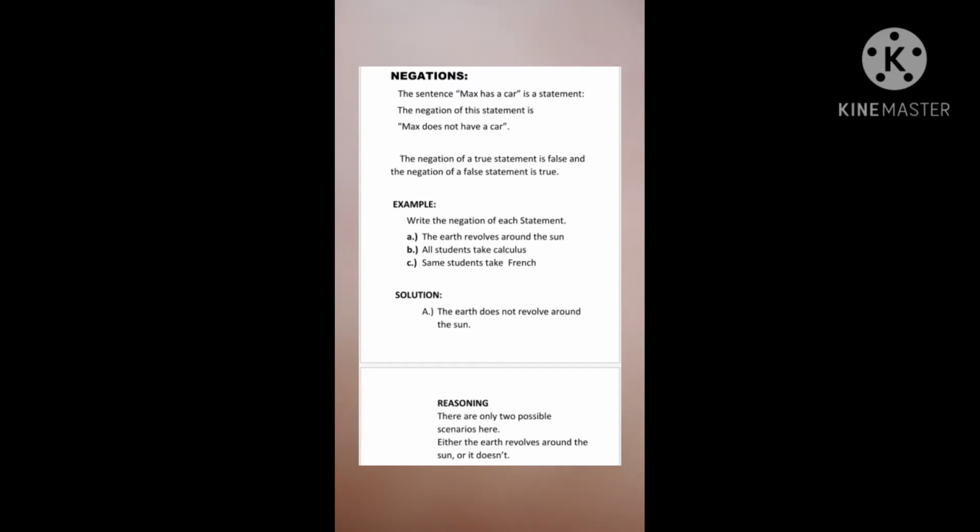Example, write the negation of each statement. The earth revolves around the sun. There are only two possible scenarios here: either it does or it doesn't. So, the negation of the earth revolves around the sun is the earth does not revolve around the sun. This is our solution: the earth does not revolve around the sun.